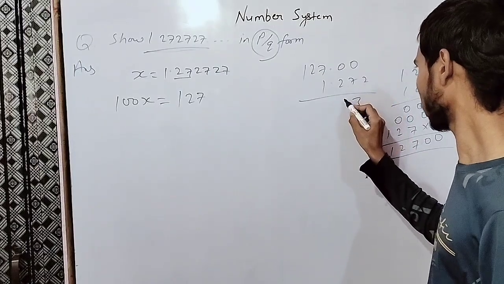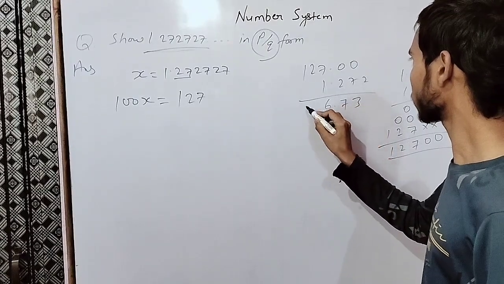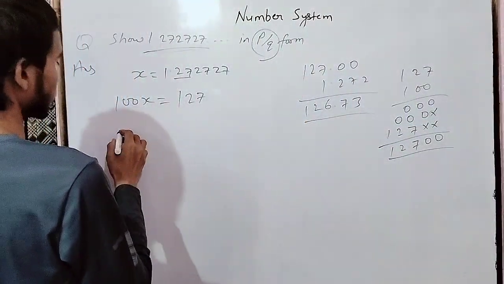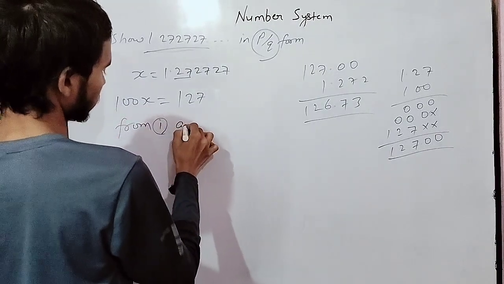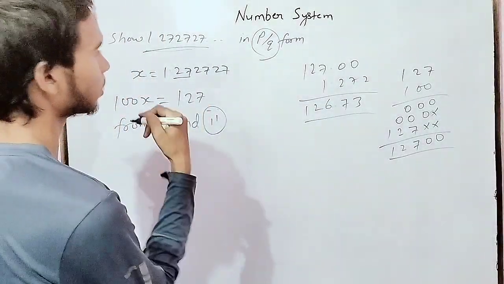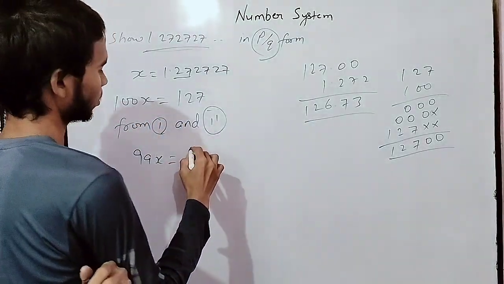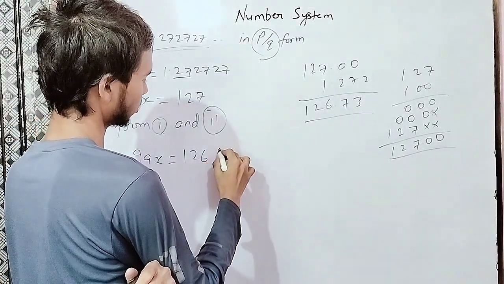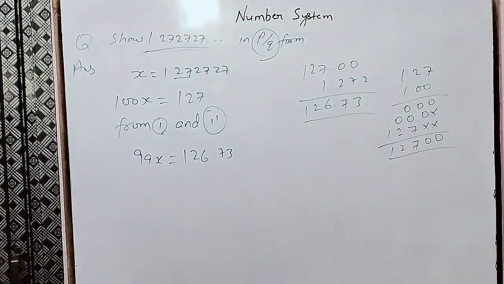Three, 7, 6, 1. From 1 and 2, 126. Is it correct?